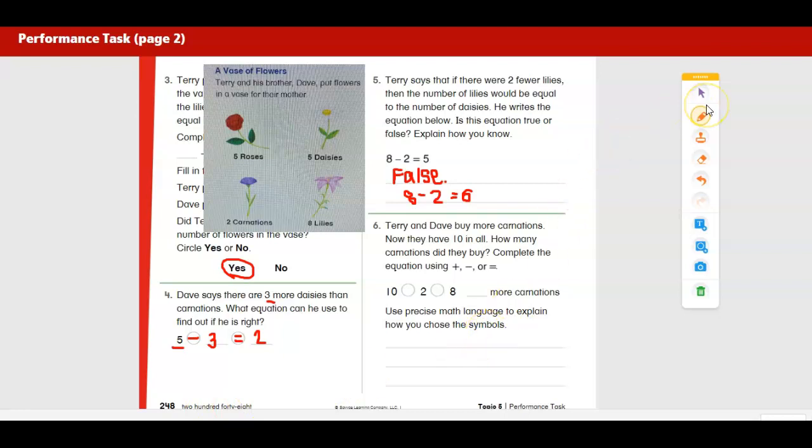And for number 6, I just wanted you to fill in the missing symbols for our equation here. It said that Terry and Dave buy more carnations. Now they have 10 in all. So they started with 2 and now they have 10. So in our equation, we would write 10 is equal to 2 plus 8. And then there were 8 more carnations.